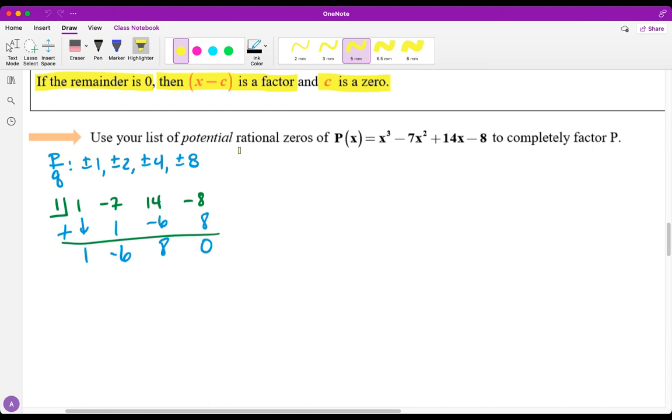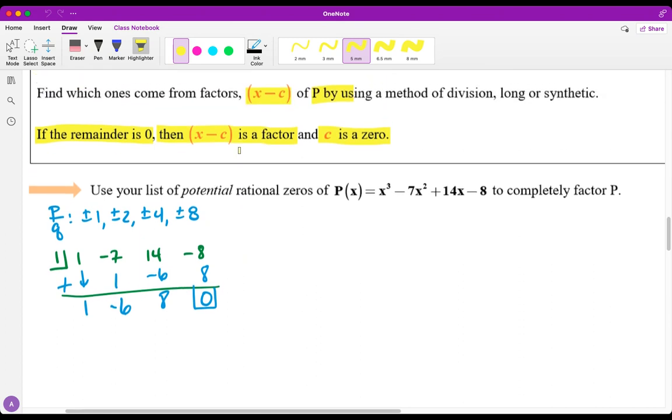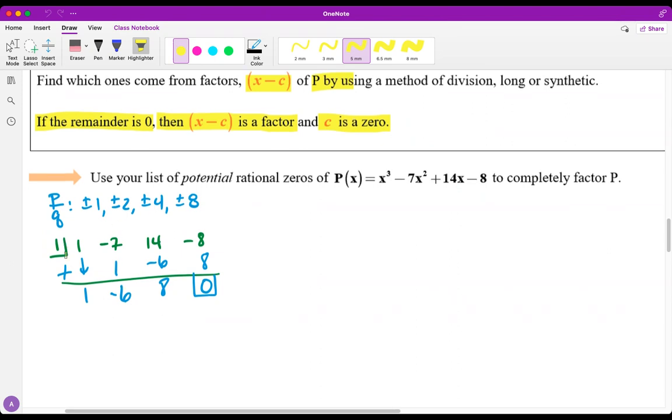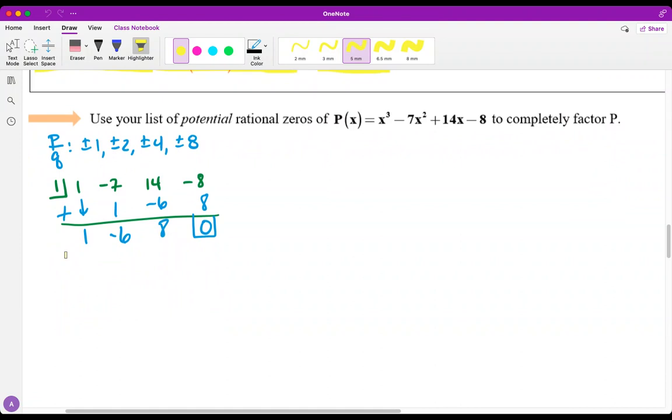The last digit you wrote down is the remainder, and according to this box above, if our remainder is 0, then the factor you were dividing by is a factor of p, and the 0 that you wrote in your synthetic division is an x-intercept of p.